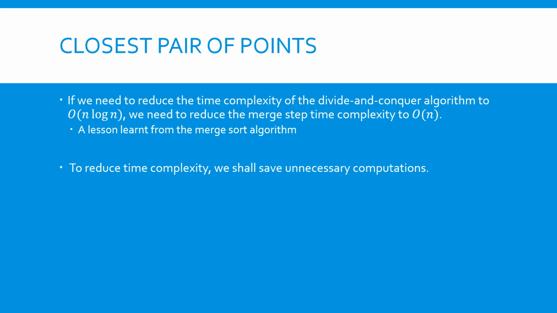From our prior experience with the merge sort algorithm, we know that if the divide step splits the input into 2 equal-size subsets, the merge step needs to run in linear time to achieve an O(n log n) time complexity. However, if we enumerate all between-space pairs, we need to compute n²/4 distances, which corresponds to an O(n²) time complexity. Therefore, we should eliminate unnecessary computations by reducing the number of between-space pairs considered.